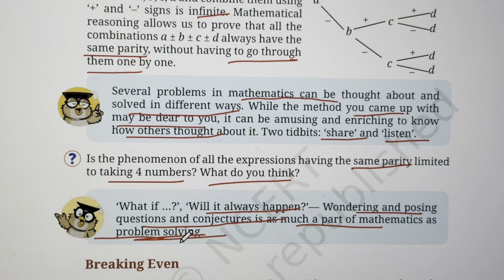So we established different parities in this particular video. Now breaking even, that is the next topic which we will discuss in the next video.